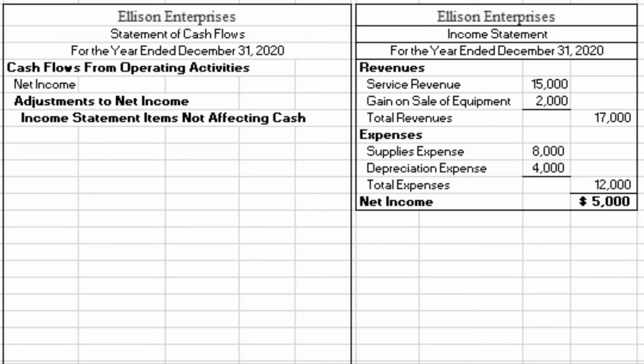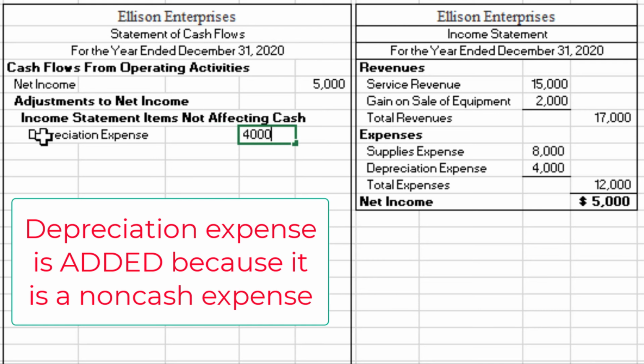Here we have a simple example to demonstrate what we have discussed so far. So we have a template for the statement of cash flows, and then we have an income statement over here. The first step in the cash flow from operating activities section is to find the net income, which is at the end of the income statement. It looks like it's $5,000. So we put the net income as $5,000. Next, we move on to the adjustments to net income, and we have the income statement items that are not affected by cash. The first thing you'll want to look for is the depreciation expense, and we can see that's right here for $4,000. So we'll type depreciation expense for $4,000.